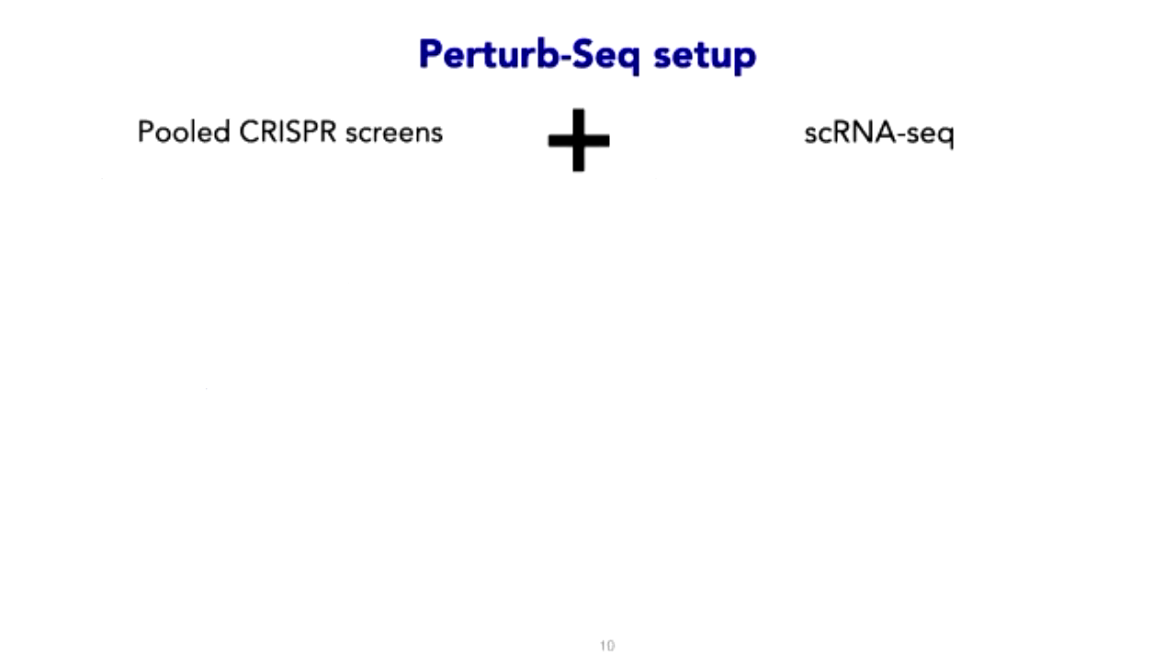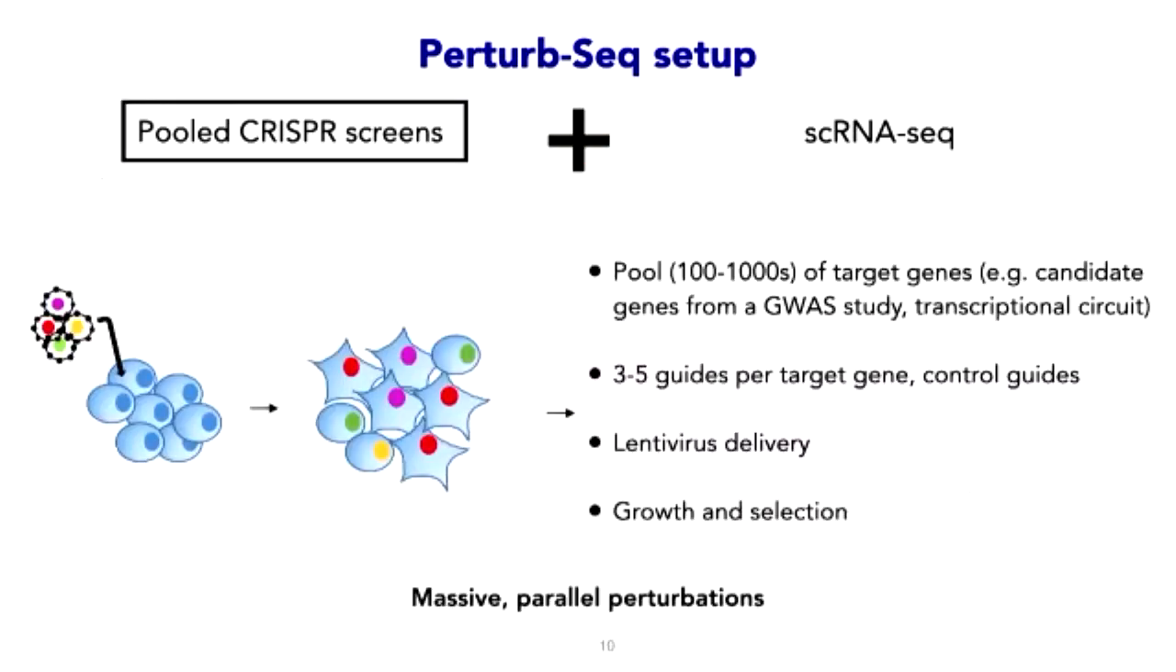So let's talk about the Perturb-seq setup. On the one hand, we have pooled CRISPR screens, and on the other, we have single-cell RNA-seq. And let's start with a pooled CRISPR screen. Typically, we have a system of interest, and we have one or several hypotheses for which we have identified a set of target genes, usually on the order of hundreds or thousands. For example, they could be candidate genes from a GWAS study.